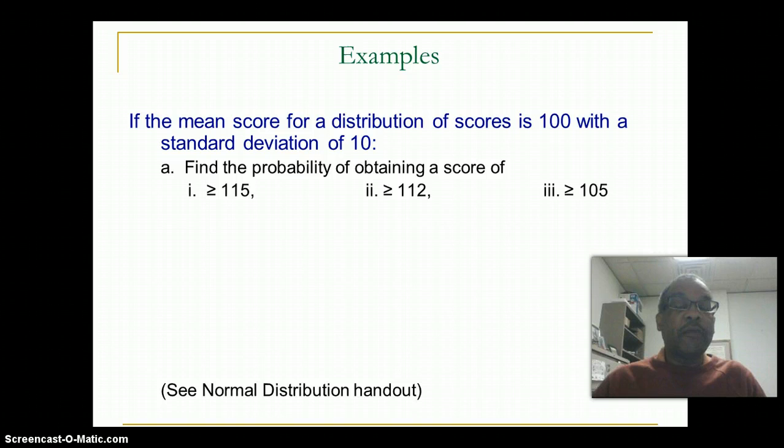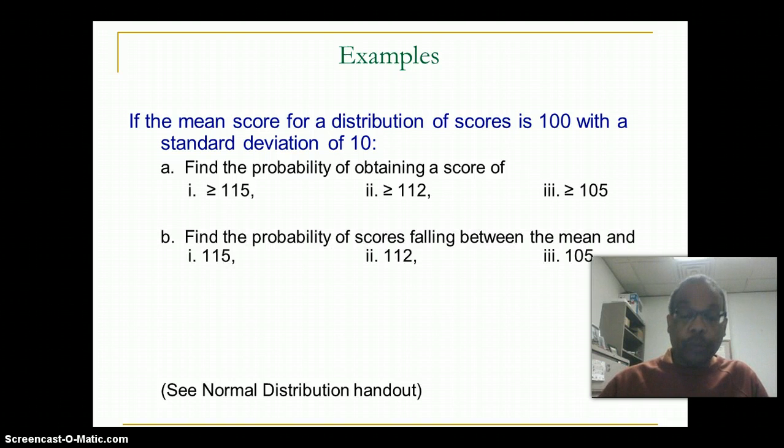So let's take the first example. The first example we have asks the following question. How do we find the probability of obtaining a score of equal to or greater than 115 if we know the following facts? That the mean score is 100 and the standard deviation is 10.